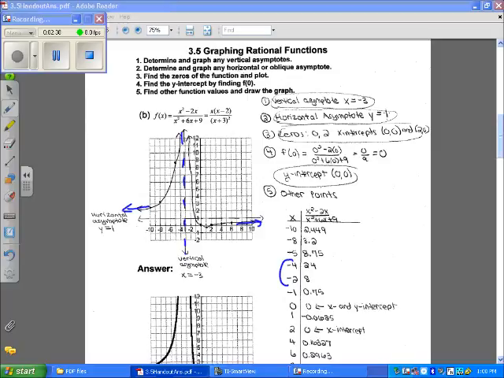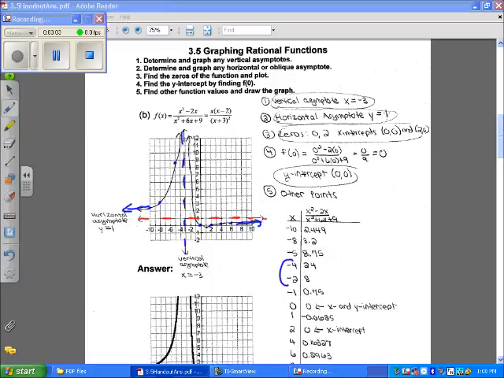Okay, so after you plot those points, I'm just going to plot a few of these here. I'm just going to go over the ones I already have. Then you can get an idea of the graph. One more thing I want to add here is I have to add my horizontal asymptote here.